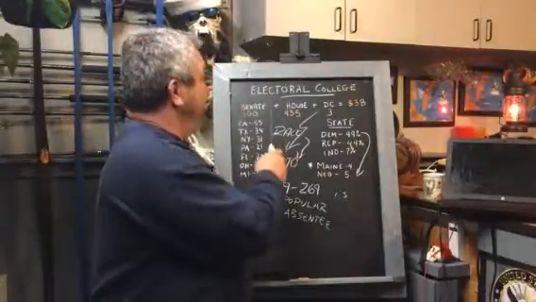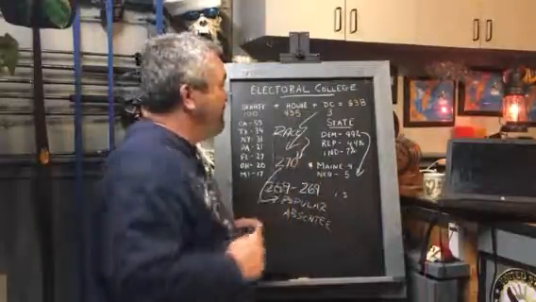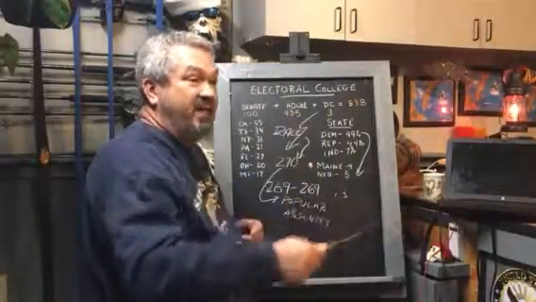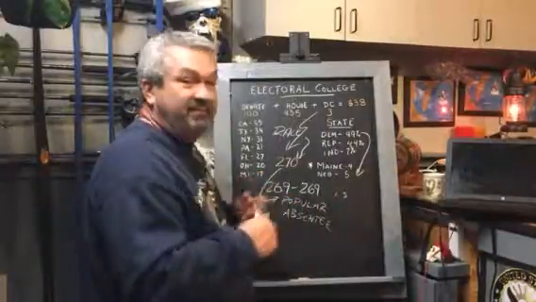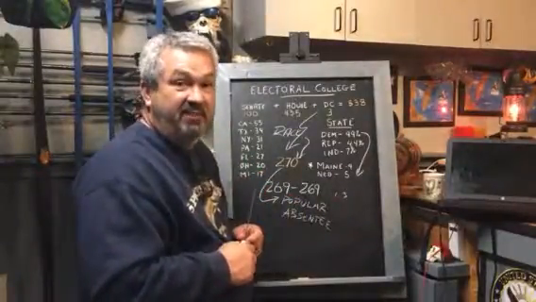Now, the important thing is in December, that's when the Electoral College meets. That's the deadline. And then the vote is certified. And off we go to Inauguration Day.